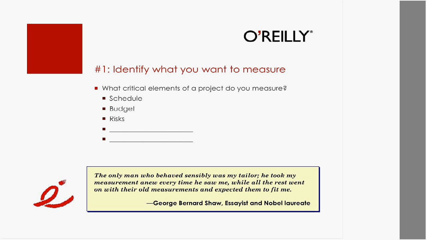So you've got to sit down and think about, in your project environment, what are the critical elements of a project you measure? It could be schedule, right? It could be budget. It could be risk. What else do you measure in your project? Anybody? Throw it up in the chat room. Any other ideas?